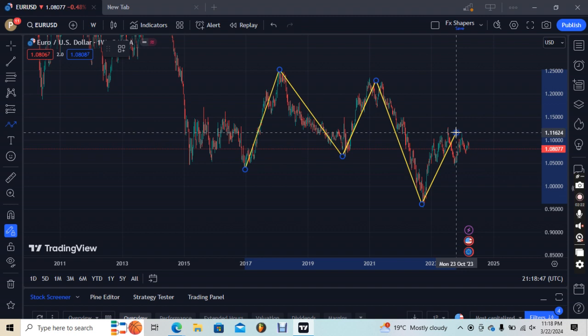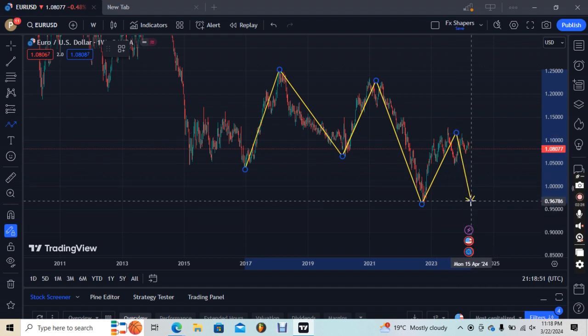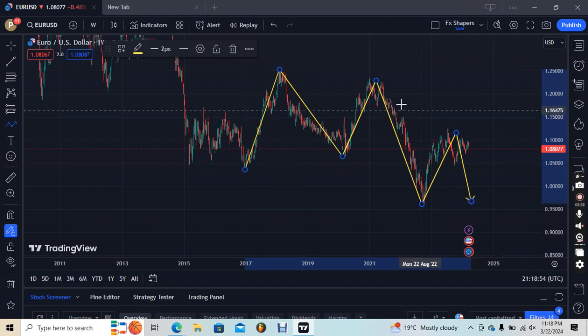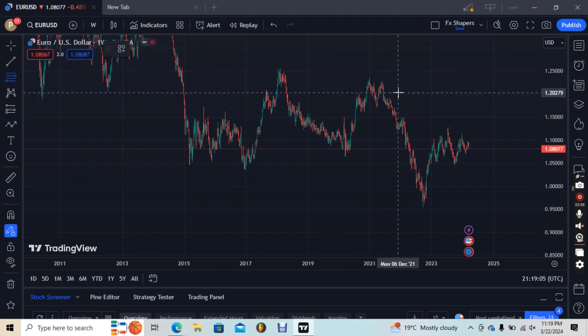So what that says is that we're definitely going all the way down to this area right here. So basically what I'm trying to say is that you're going to be looking out for sales long term, guys. EURUSD is going to be dropping like crazy. So let me just use my Fibonacci tool.